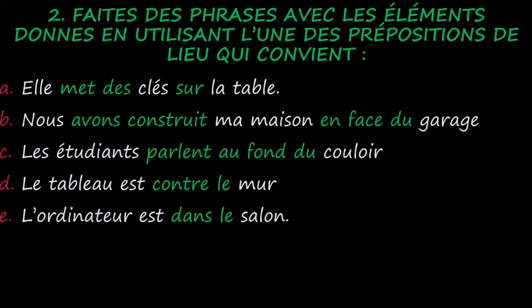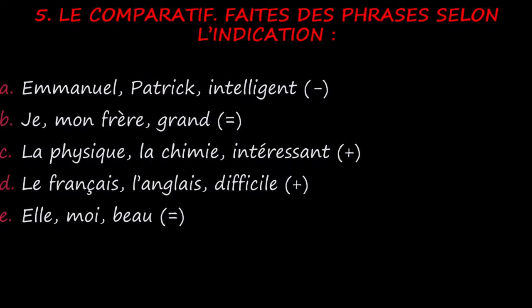Okay, so we'll move to the next exercise. So this is actually the fifth exercise, oui, le comparatif. Faites des phrases selon l'indication. So the comparison. So you got to make sentences selon, which means according to the given indications. So you can see in each and every sentence after the end, an indication. So this minus symbol, this is equal to, this is plus, plus again and equal to.